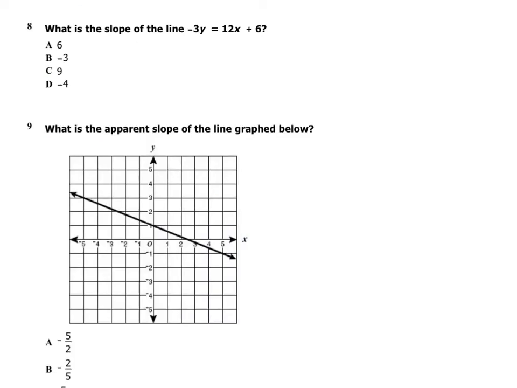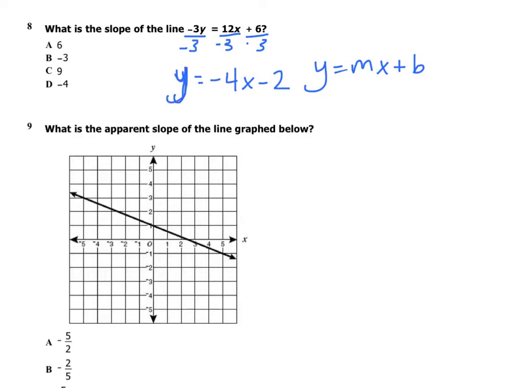Moving on. Okay, what's the slope of the line -3y equals 12x plus 6? In order to find the slope, we're going to have to solve this for y, because we want our equation to be in the form y equals mx plus b. So we're going to divide by -3, divide by -3, divide by -3. Y equals -4x minus 2. Ooh, y, there we go. And y-intercept here, we want the slope, -4. D.